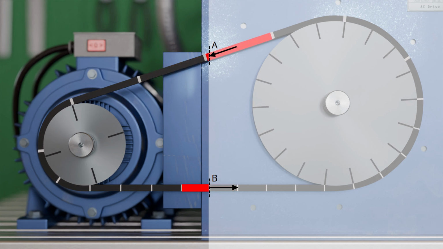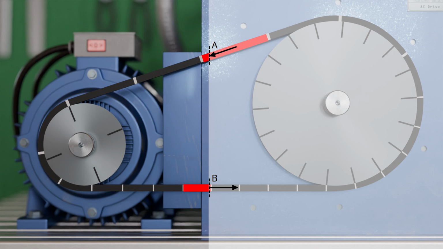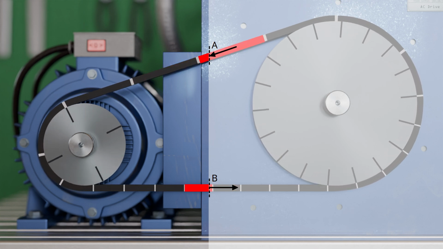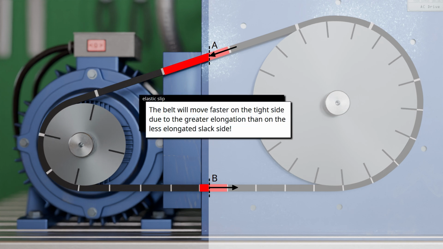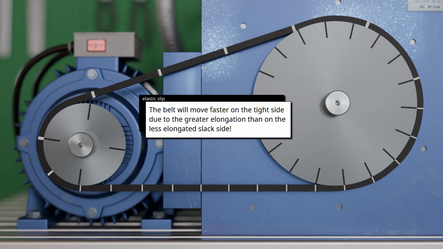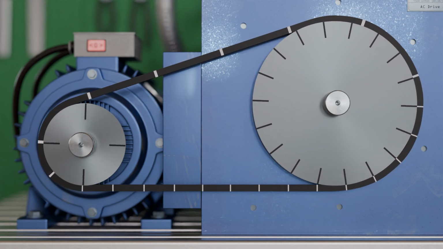If the belt sections on the tight side are stretched and therefore longer than those on the slack side, they must be moved faster to transfer the same mass as the contracted belt sections on the slack side. So note, the belt will move faster on the tight side due to the greater elongation than on the less elongated slack side. Belt strain and belt speed are directly related.